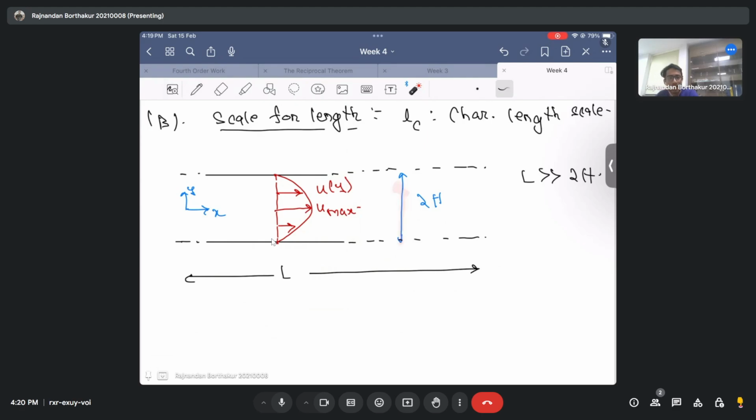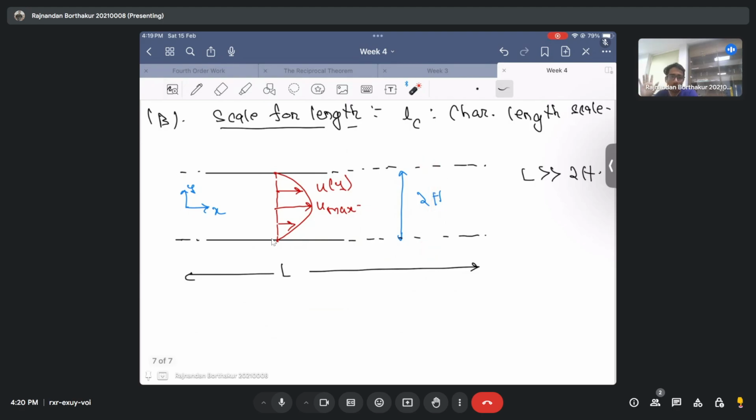But if I choose my height as the length scale and I move along this height, I see a substantial change in the velocity profile. For instance, the velocity is 0 here, the velocity is u max here, and it becomes 0 again on the other end. Which means that when I move along the y-axis, there is a substantial change in the variable of interest, the velocity, and that's why we choose the height as the length scale of my problem.